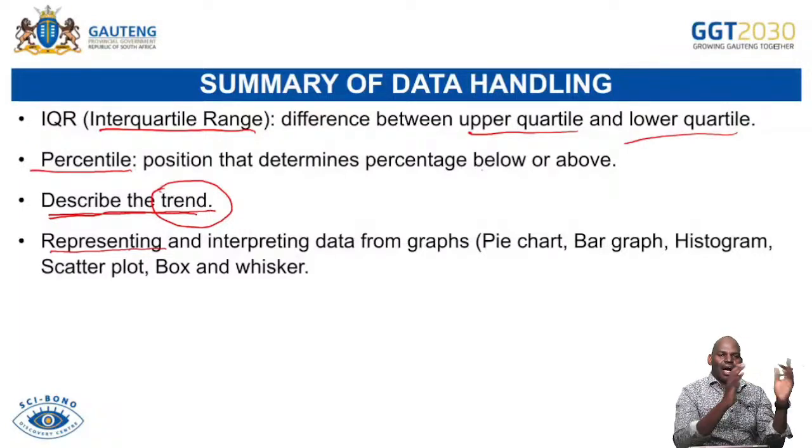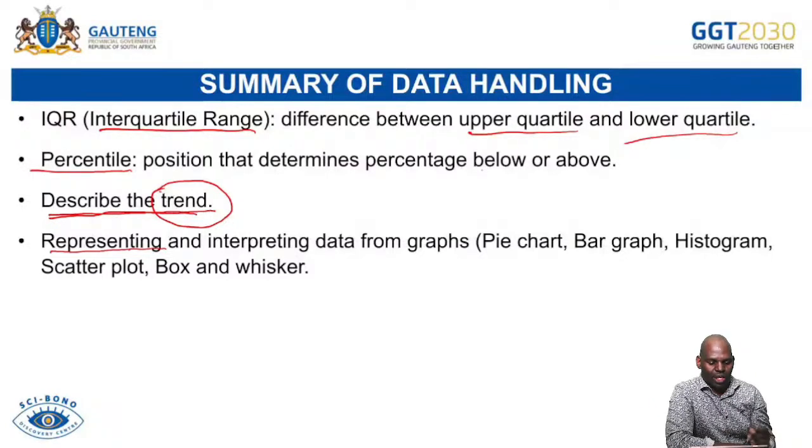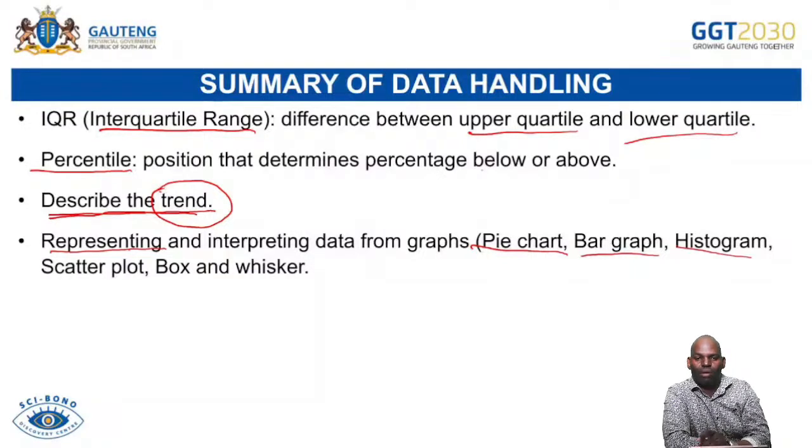So they can either ask you to draw a graph, or maybe they give you a graph and then they ask you questions based on this. So you must just be ready. Now, interpreting, that is where they give you obviously the graph or they give you the table and then they ask you questions based on that information. And the type of graphs that you must remember, we've got pie chart, we've got bar graph, and most of you are confusing bar graph and histogram. Just be sure, just know which one is which. And we also have scatter plot, and we've got box and whisker.